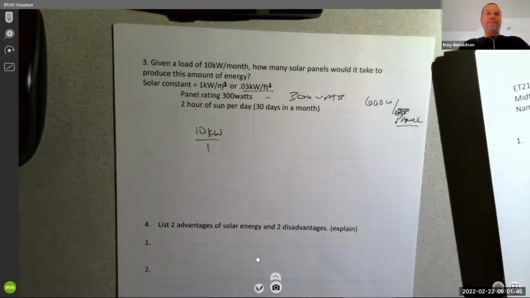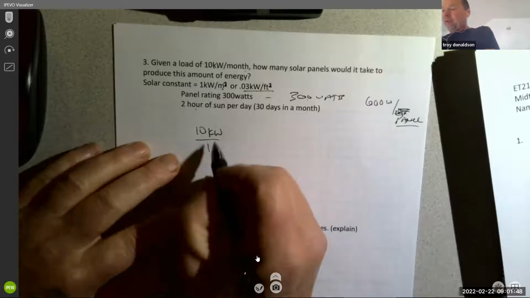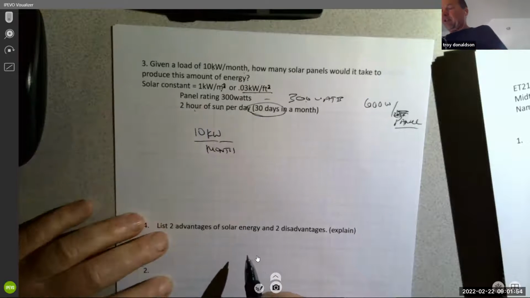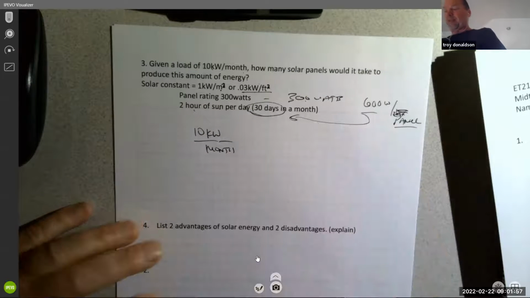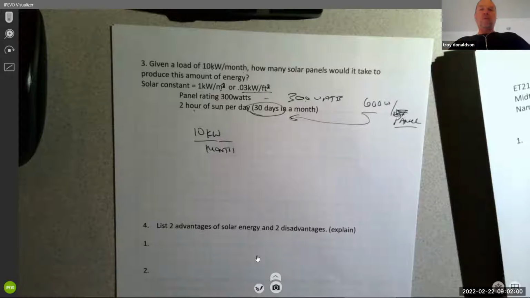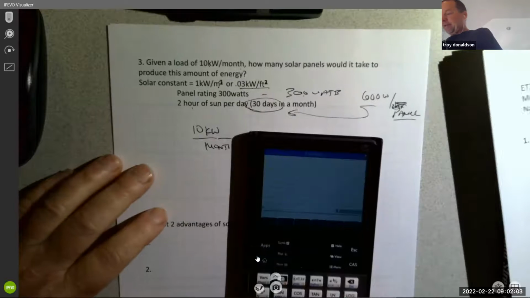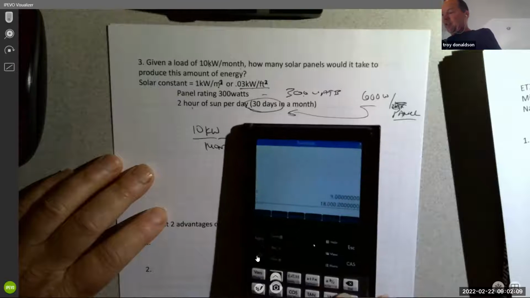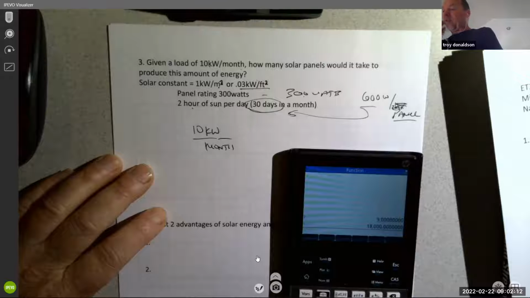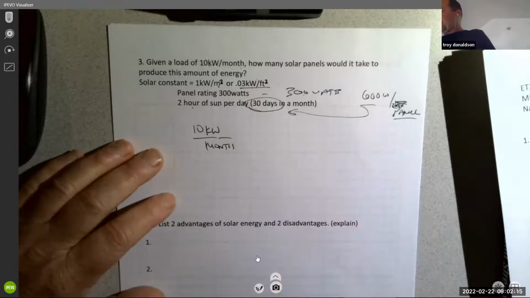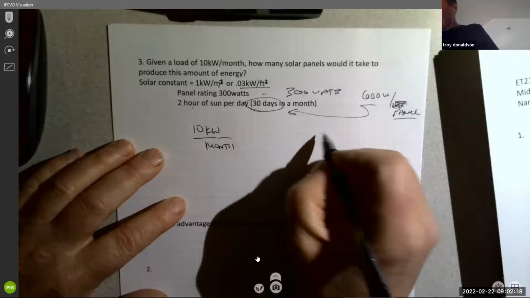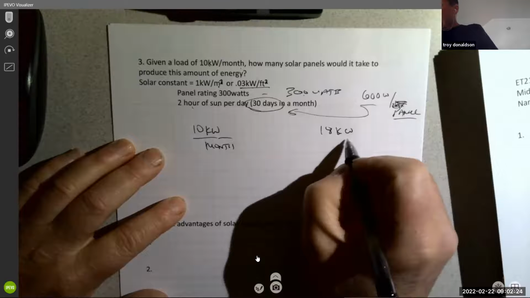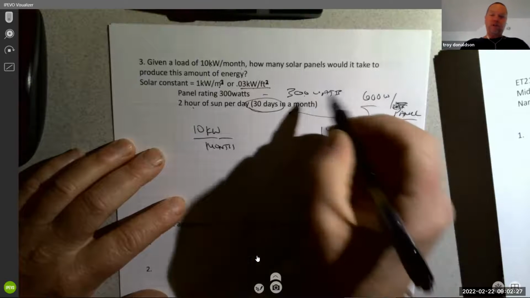And the 10 kW is per month. So I do say that there's 30 days. So we should be able to take this 600, multiply by the 30, and see how much one panel is going to produce. So it looks like it's going to come up with 18,000 watts, which is 18 kilowatts per month. That's how much this 300 watt panel produces. A 300 watt panel is a pretty good sized panel.